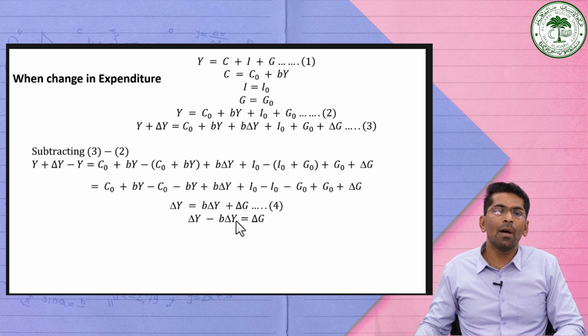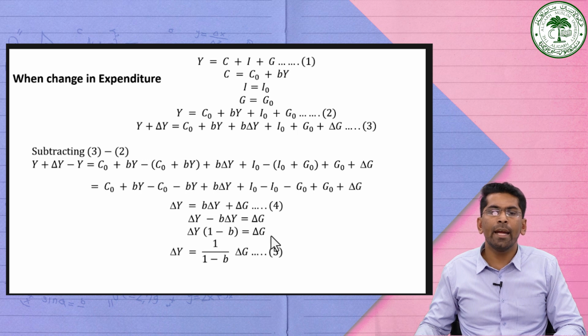Here delta y is common, so I am taking delta y outside. What is remaining is 1 minus b, which is equal to delta G. Taking the right hand side, 1 minus b goes to the denominator side, so delta y equals 1 by 1 minus b delta G. And if I take delta G to the left side, delta y divided by delta G is the government expenditure multiplier.